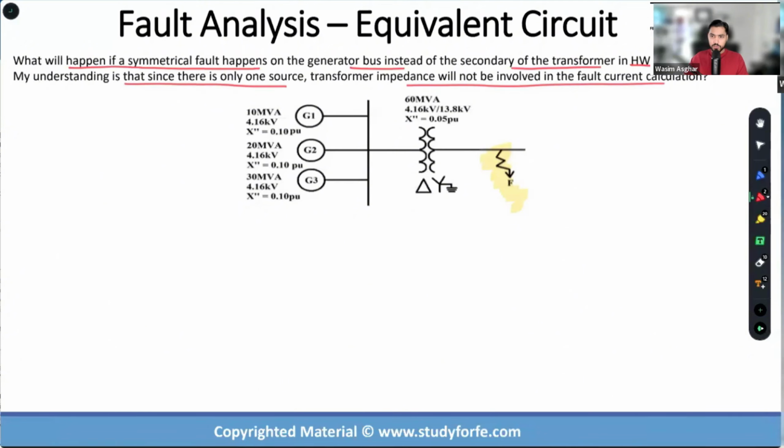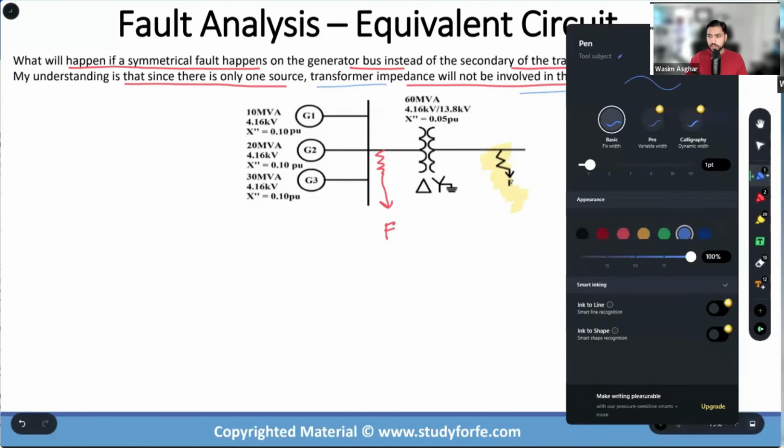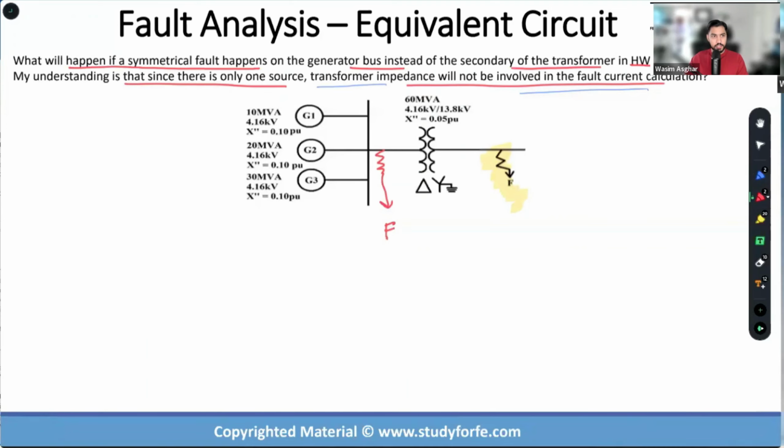Yeah. So what the student is saying is, let me assume that the fault is actually happening over here. If that is the case, then the student's understanding is that the transformer impedance will not be involved in the fault current calculation. Do you guys agree or disagree with this? Exactly. So that is correct. Unless there is also a source downstream over here.